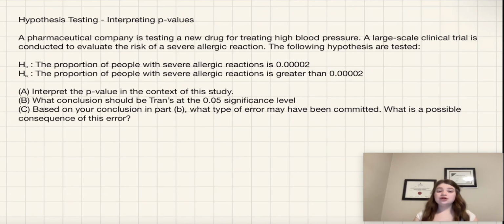So we have the null hypothesis, which is that the proportion of the population who will have a severe allergic reaction to this new drug is going to be 0.0002. And the alternate hypothesis is that it's going to be more than that number. Now, the first question asks us to interpret the p-value in the context of the study. So, in other words, what does it mean if we have a lower p-value versus a higher p-value in the context of the question?